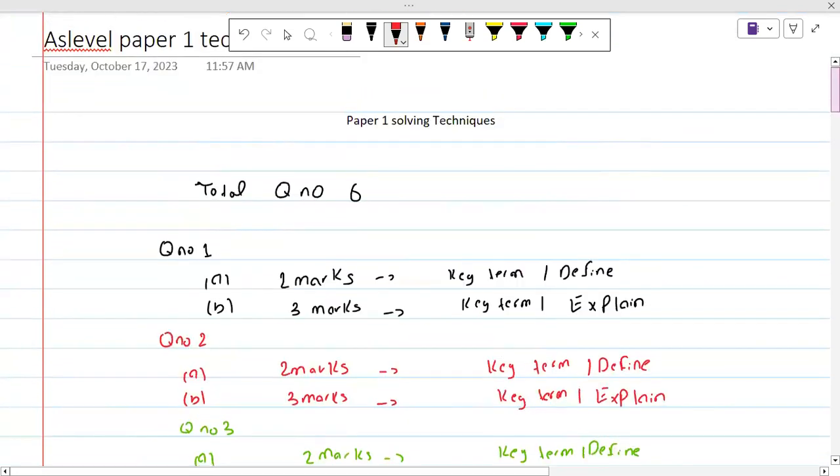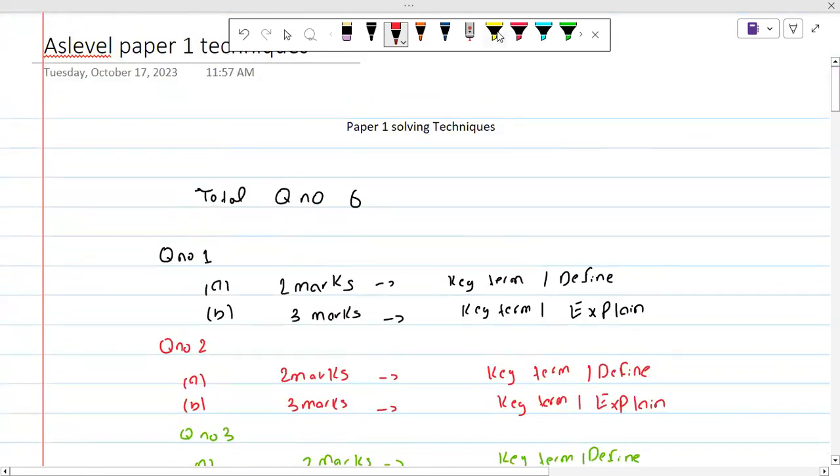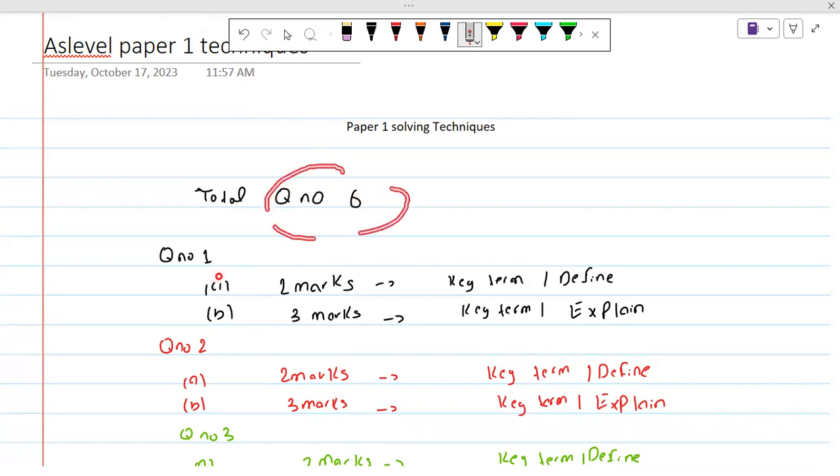So we know that in paper 1 we have a total of 6 questions. Okay, 6 questions. It means that they have some parts also, but the questions in total are 6. Question number 1 is divided into 2 parts: one part for 2 marks and the other part for 3 marks.